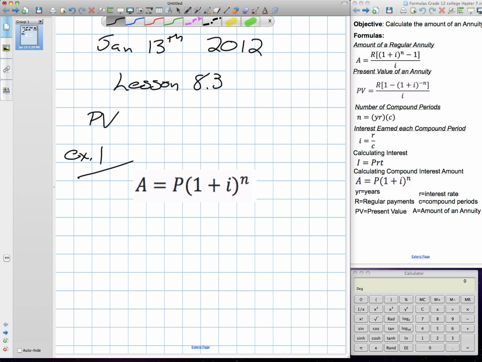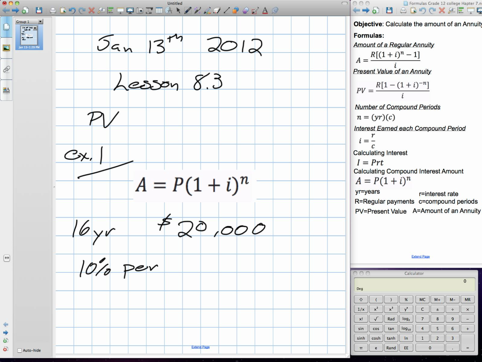So this is a 16-year bond that it looks like they're going to take. So they're going to put this in for 16 years. They need to figure out how much to invest to have $20,000 when she's 16 years old. The bond is going to get interest 10% per year or annually, but the compounding periods, compounding monthly. Okay? So there's a lot of information there.